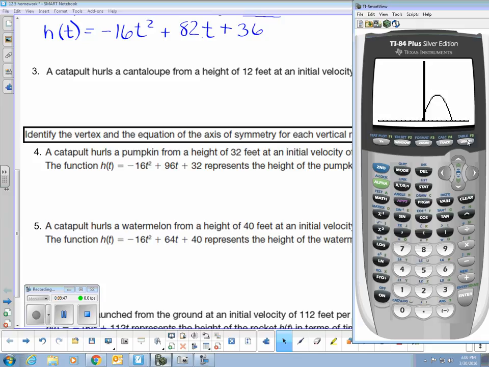So in this problem, I'm looking for the maximum. I went to second calculate, going down to maximum. I'm going to enter my left bound, enter my right bound, and enter a third time. Maximum at 3, 176.